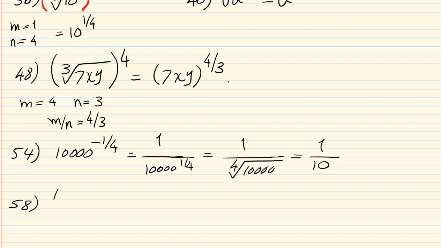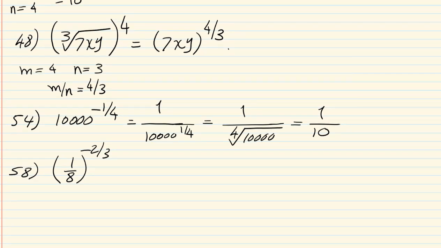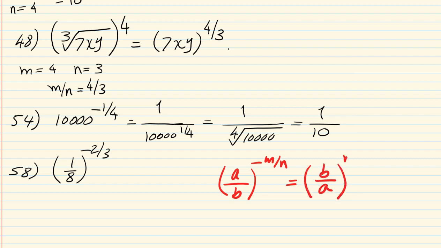Something like number 58, I have 1/8 to the exponent negative 2/3. Now there's actually another property of exponents that I'll give you that comes in really handy for these types, like number 58. And here's what that is. If you have, let's say, a over b to negative m over n, you can simply flip the fraction, write it as b over a, and change negative m over n to simply m over n. Okay, and there you go.